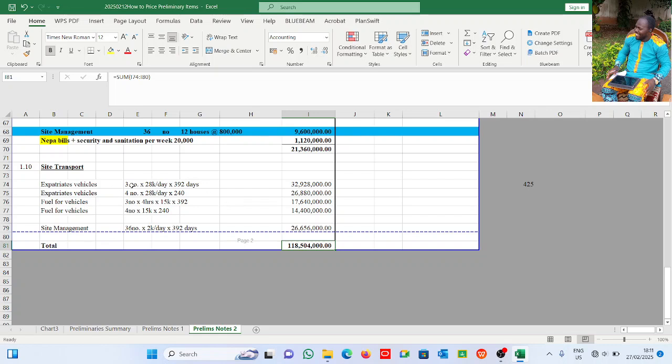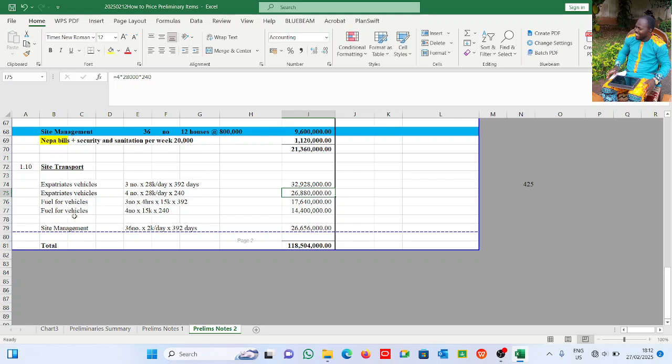Expected vehicles, we need 3 at 28,000 naira per day for 392 days. Most of the time you may not need all of them for that long period, but some will be staying throughout the project. So as many come, if they go, those that are there will still be using the vehicle. Also 4 vehicles at 28,000 per day for 240 days. They will not be staying for the total 392 days, they'll be needing them for 240 days. 4 at 20,000 naira per day for 240 days.